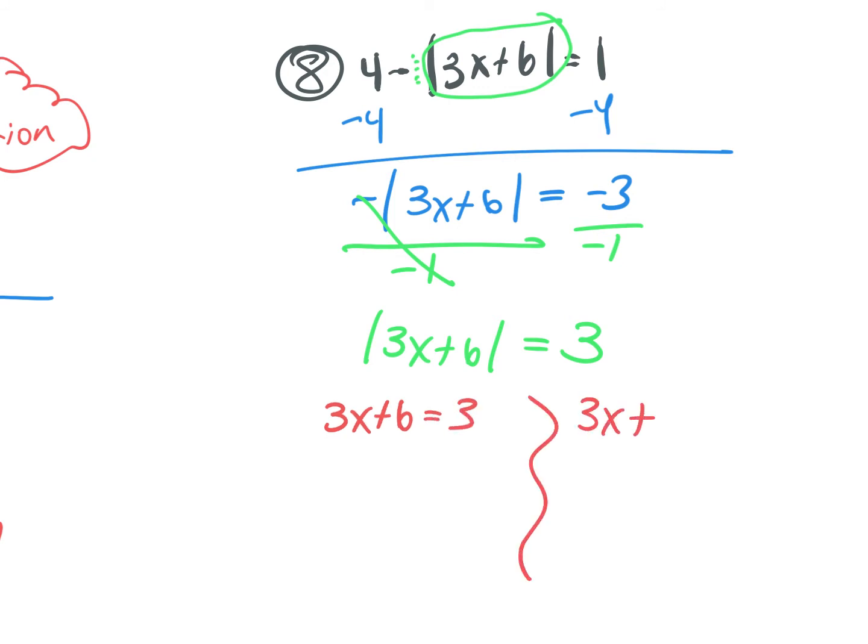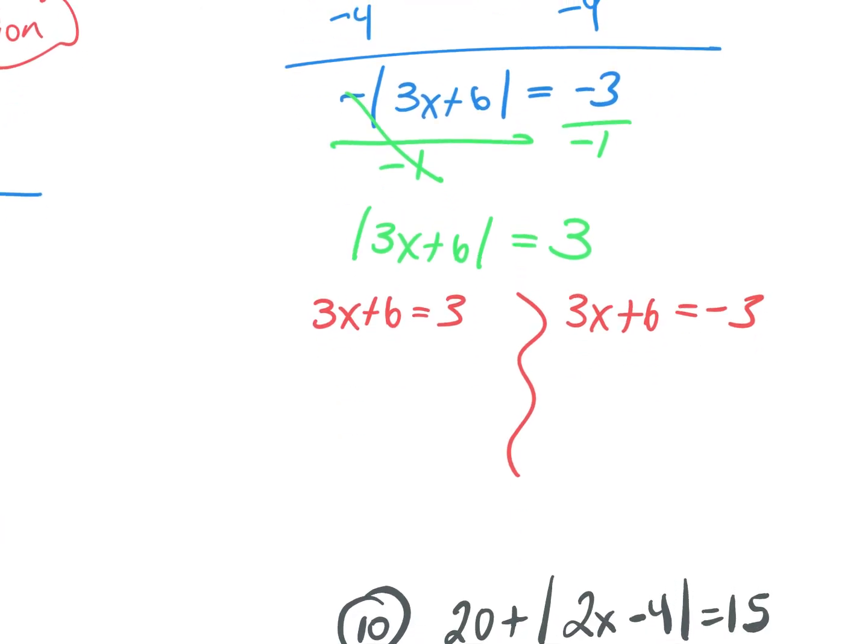And 3x plus 6 equals negative 3. Agreed? Okay, so let's go through the process of solving. We're going to subtract 6 from both sides. So 3x equals negative 3. Divide by 3, and I get x equals negative 1.